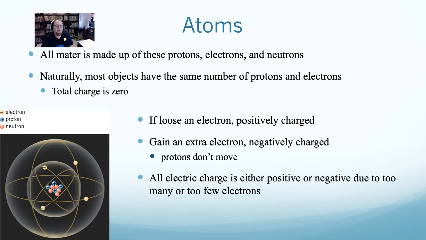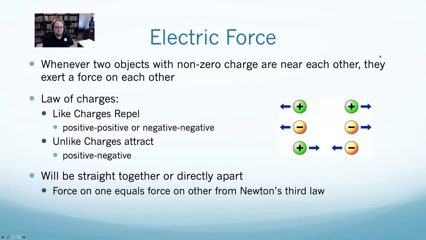What happens is if you have charged objects, aka they have a charge at all, charged objects will react with each other. Whenever two objects with a non-zero charge are near each other, they follow something called the law of charges. What the law of charges says is like charges repel, unlike charges attract. If you have two charged objects, if they have the exact same charge, if they're both positive, they'll repel away from each other. If you have two charged objects and they're both negative, they'll repel away from each other. But a positive and negative charge will attract each other. And so anytime you have two charged objects, they will either repel in a straight line directly apart or attract in a straight line directly together, depending on if they have the same charges as each other or the opposite charges of each other.